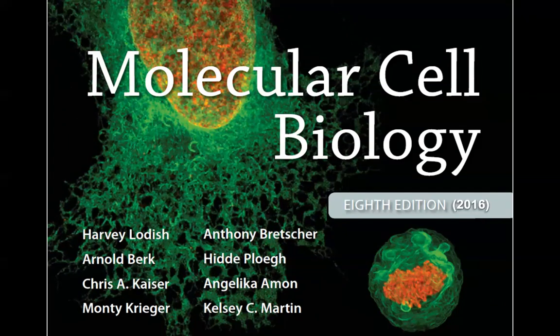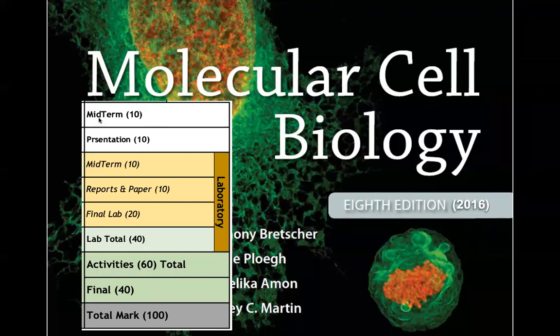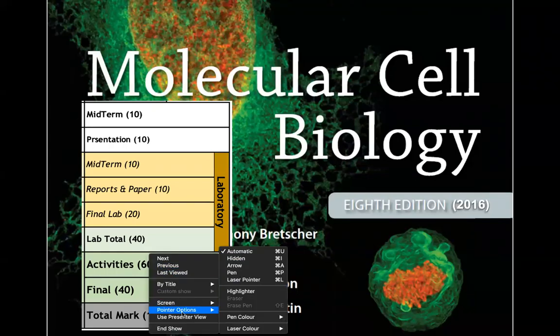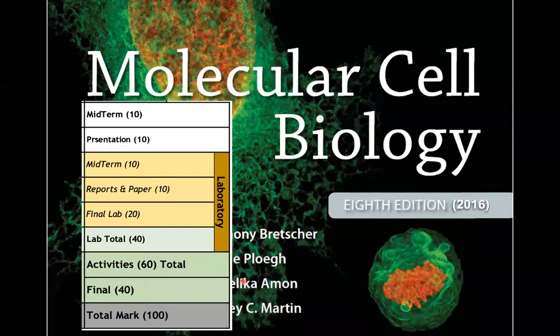So now we'll talk about how you will be assessed throughout the course. If you look closely, you have 60 marks for activities and 40 marks for the final, which comes to a total of 100 marks. Of the 60 marks for the activities, 40 marks will be for the lab.